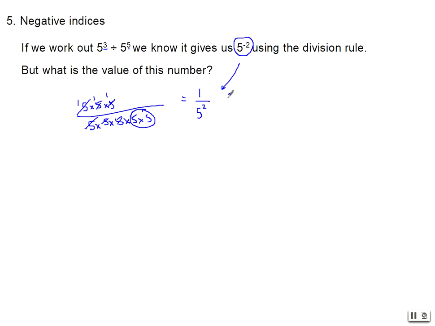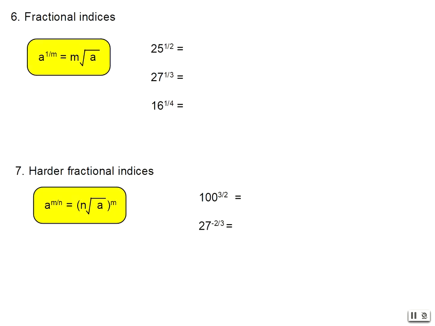But these questions often say, write the number as a fraction. So to simplify that fraction, 5 squared is 25. So I would need to do that extra step. Now, fractional indices. If we have fractional indices with a numerator of 1, so what we have here is 1/2 just simply means the square root of 25. So that's 5. But if we have 1/3, that is the cube root of 27.